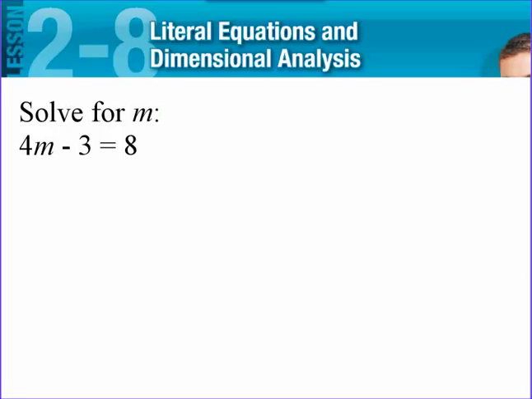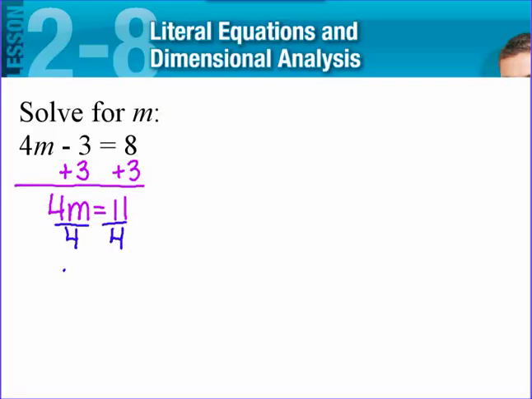I can do that. All right, so let's go through it. What do you do here? You add 3 very first. And so then I end up getting 4m to equal 11. Then what do you do? Divide by 4, and so you get m to equal 11 fourths.